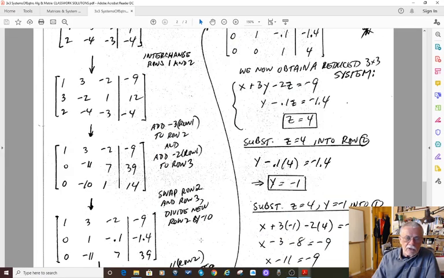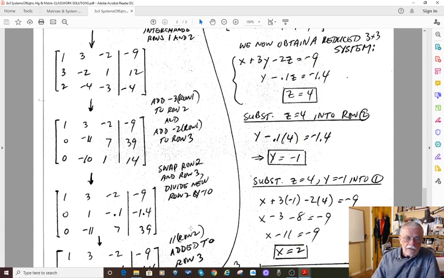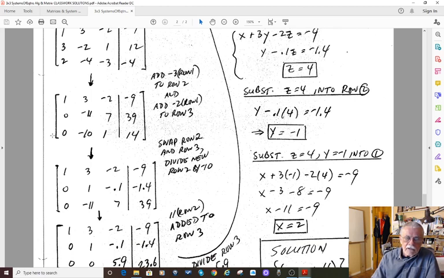Okay, so let's do the next part. Now, the next step is I want to make a 1 here. And what I would rather do is, if I'm working with -10, I just divide that by -10. I don't want to divide by -11. That's a little crazy. So what I'm going to do is swap rows 2 and 3, and I'm going to divide this by -10 to get a 1.